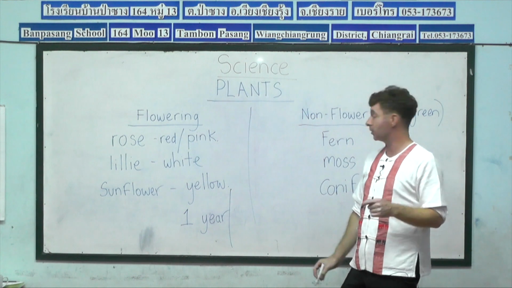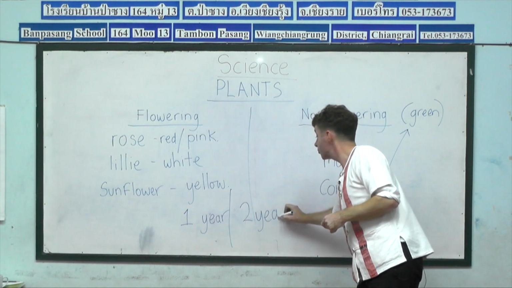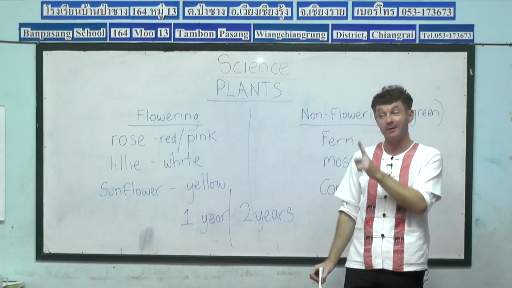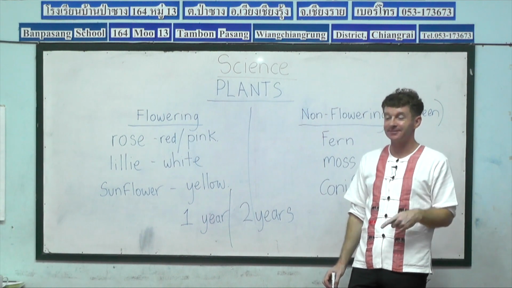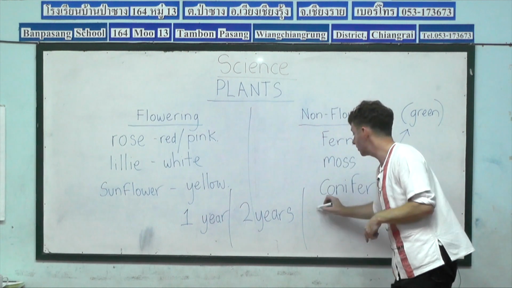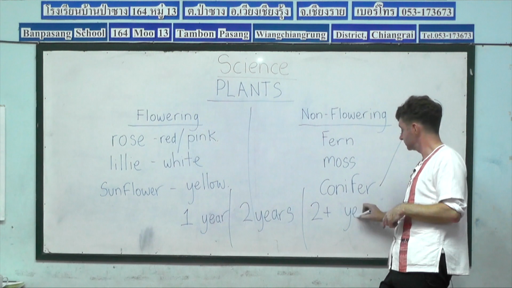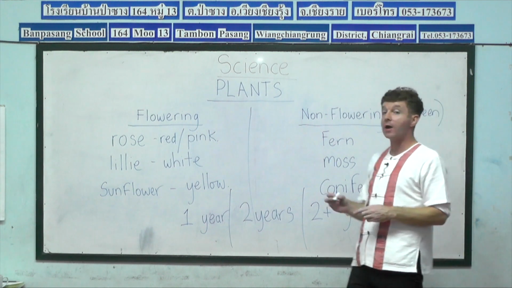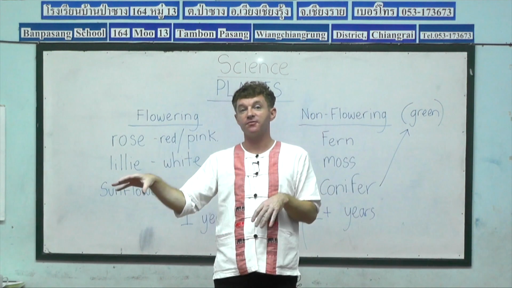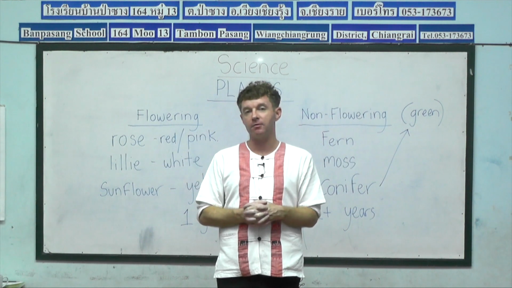And then the second group of plants will live for 2 years. Okay, so not 100 years, only 1 year or 2 years. And then the final category can live for more than 2 years, 2+ years. So what we're going to do today is we're going to look at what type of plants live in the different types of categories and how we call these different categories too.